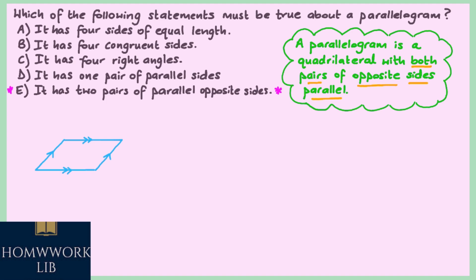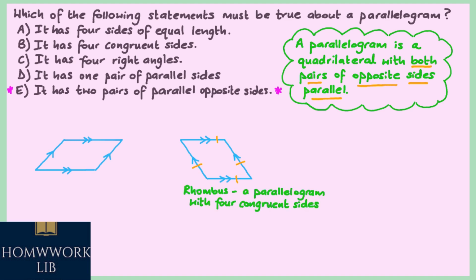Here we have a very typical drawing of a parallelogram. It has got both pairs of opposite sides parallel, so it is indeed a parallelogram. And here we have a different parallelogram with both pairs of opposite sides parallel. Now, it just so happens that this parallelogram also has 4 congruent sides. In fact, we could call this special type of parallelogram a rhombus, since this is defined as a parallelogram with 4 congruent sides, or indeed with 4 sides of equal length. The 2 statements in option A and B are equivalent and show the exact property that we have here.